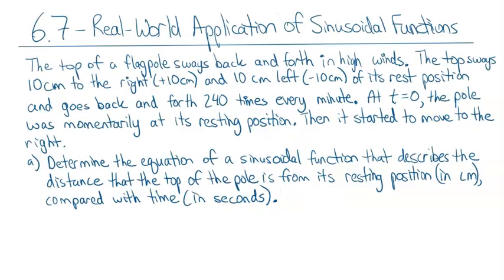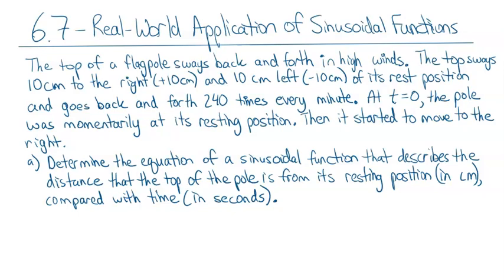So let's look at what the question says. The top of a flagpole sways back and forth in high winds. The top sways 10 centimeters to the right, which is plus 10 centimeters, and 10 centimeters to the left, which is minus 10 centimeters of its rest position. And it goes back and forth 240 times every minute.